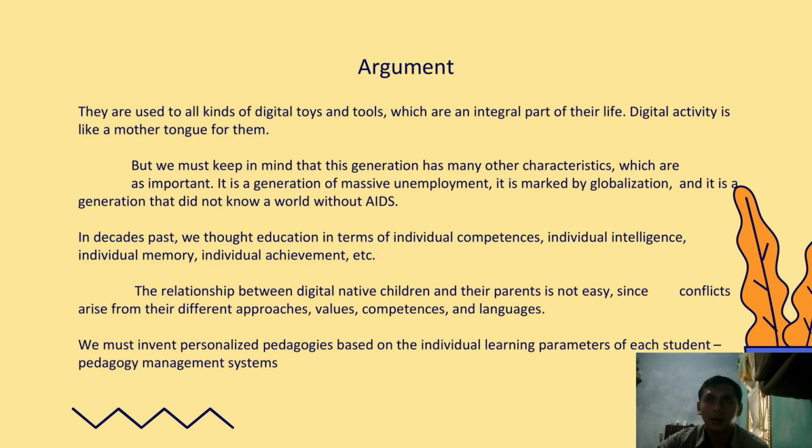Next is argument. First argument: they are used to all kinds of digital toys and tools which are an integral part of their life. Digital activity is like a mother tongue for them. 2. But we must keep in mind that this generation has many other characteristics which are as important. It is a generation of massive unemployment. It is marked by globalization. And it is a generation that did not know a world without AIDS.